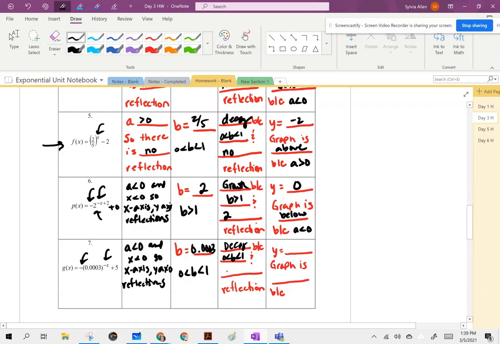Right? B is in between 0 and 1, and there are two reflections. Y is equal to 5, and the graph is below because A is less than 0.